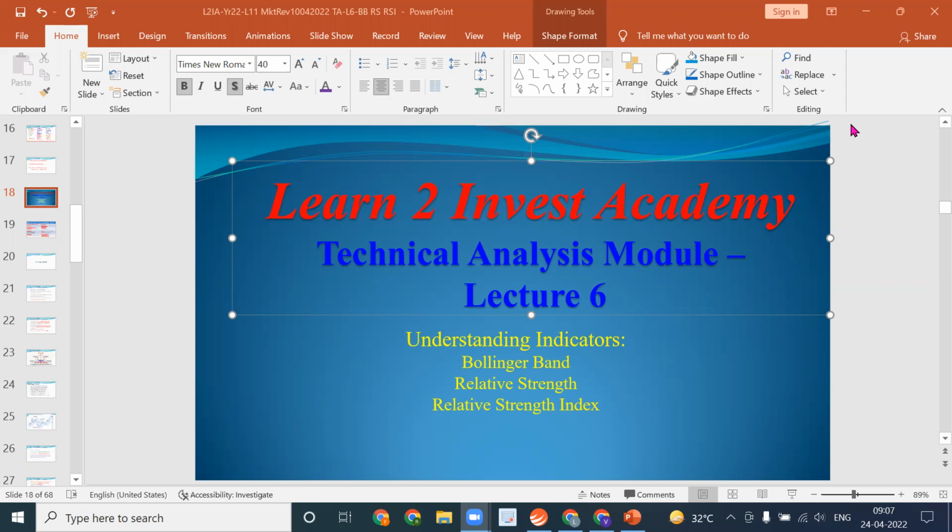So let us start. We will be seeing the various indicators, and then when I go through the various charts, I'll be applying those indicators. That is why the order of the presentation has been changed today. We'll be studying Bollinger Band, then relative strength and relative strength index. Earlier we have studied moving average and we have seen OBV.